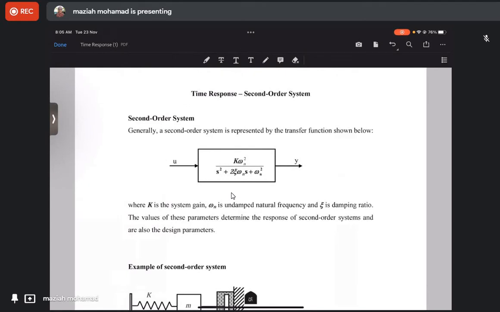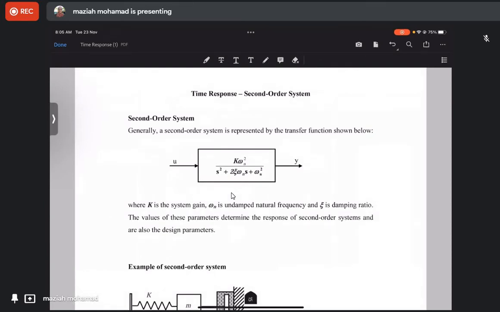When we did the classification topic, we mentioned that the most common method used to classify a control system is based on order. We have looked at the first order, and today we're going to look at the second order. Similar to first order, we're going to learn about the behavior of second order, the design parameters, and also how to determine all the parameters.